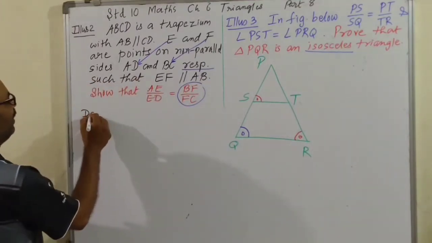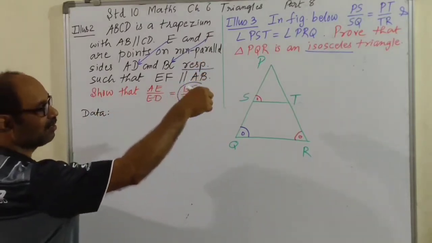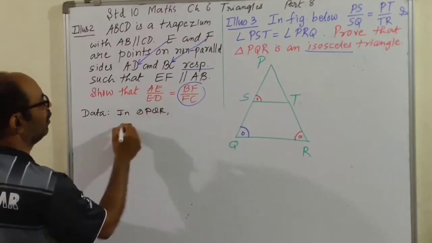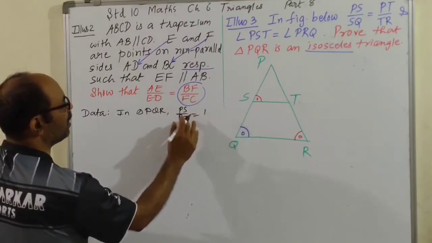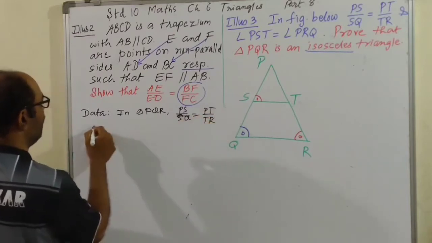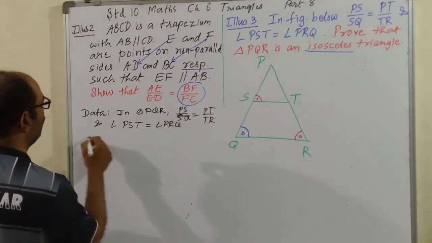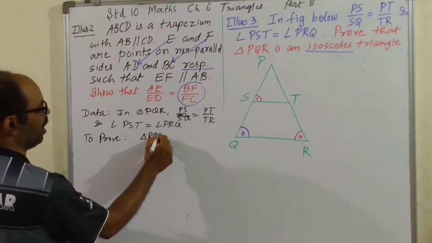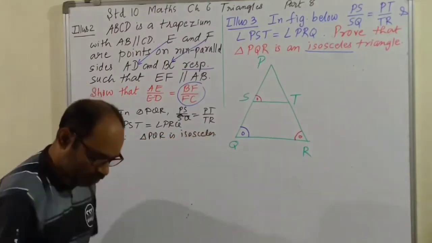I'm going to write in detail. Data, I think you can write. Okay, I'll write. In triangle PQR, PS upon PT is equal to PS upon SQ is equal to PT upon TR, and angle PST is equal to angle PRQ. To prove triangle PQR is isosceles. This is what you have to prove.